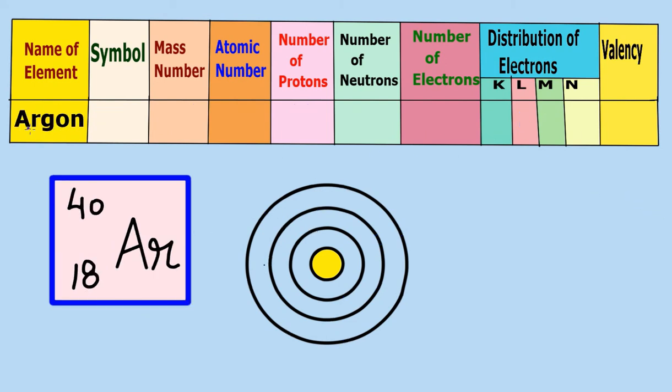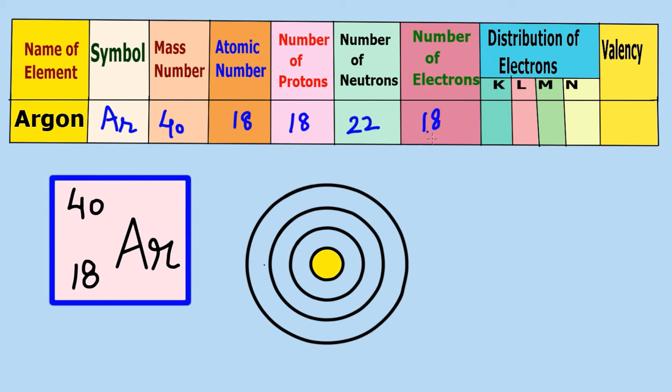Next element is argon. Argon is represented by capital A and small r. Its mass number is 40. Its atomic number is 18. So it has 18 protons and 18 electrons. What is the number of neutrons here? Mass number minus number of protons. 40 minus 18. That means it has 22 neutrons.